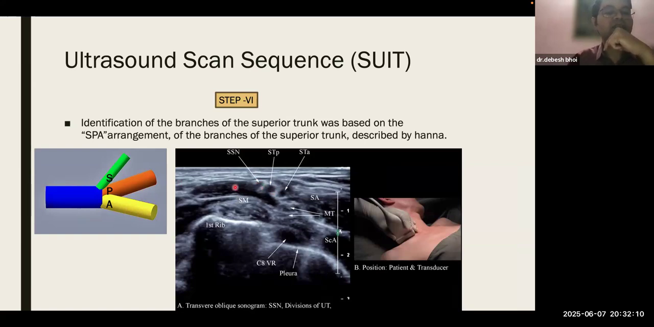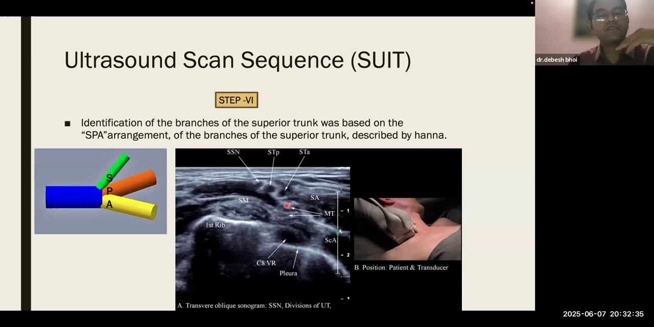And here the arrangement is, again, you can see the spire arrangement: the suprascapular nerve laterally, then the posterior division, and more caudally, the anterior division. So these three can be identified. And you can trace this suprascapular nerve also. It is residing below the omohyoid muscle and going posteriorly. It goes to the suprascapular notch and goes posteriorly.